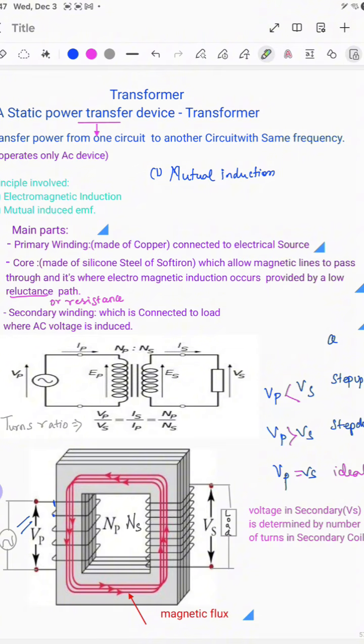Right? So one application of the transformer is long distance power transmission. There the output voltage will be higher, so we are stepping up, right? We are using a step up transformer, which means there is a low current, right? Why is there a low current? Because the loss will be minimum.